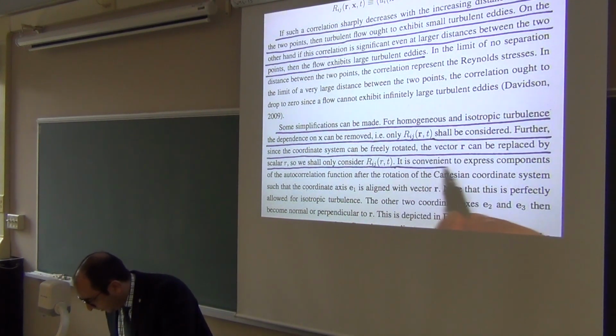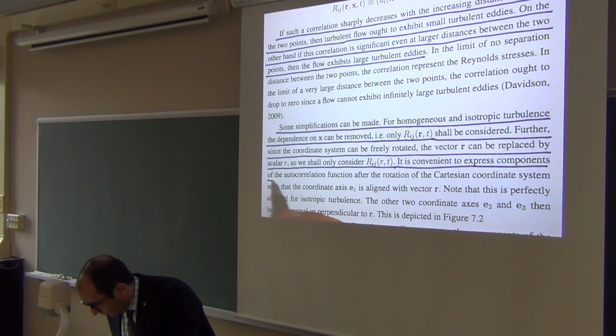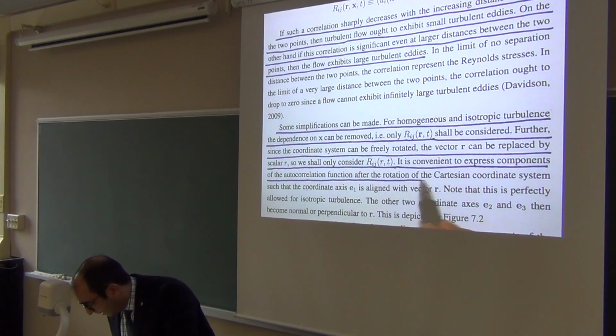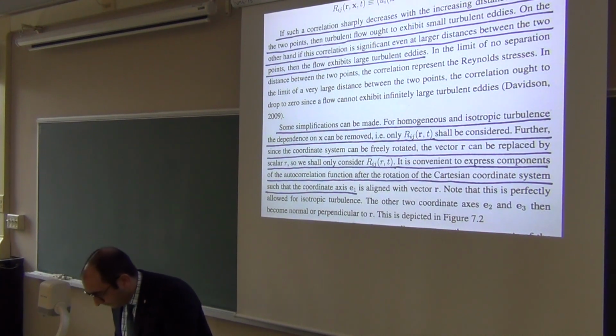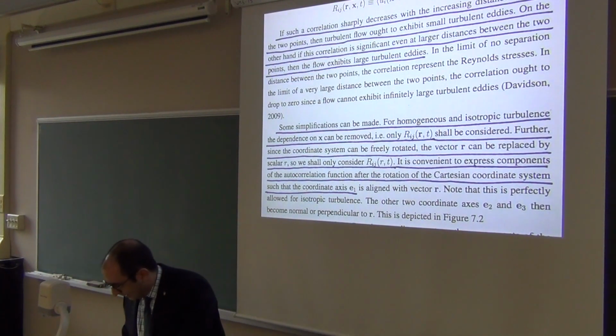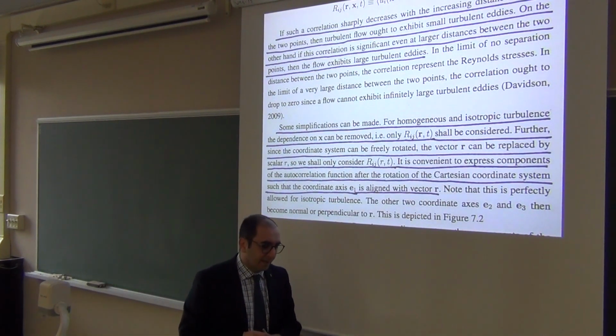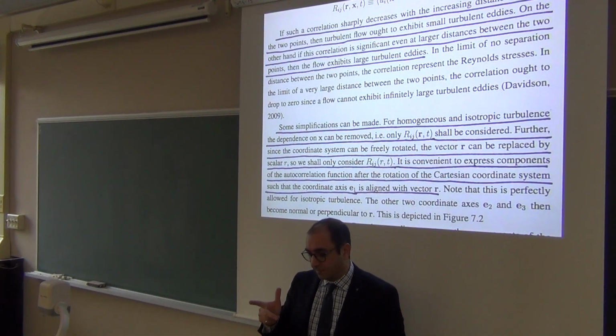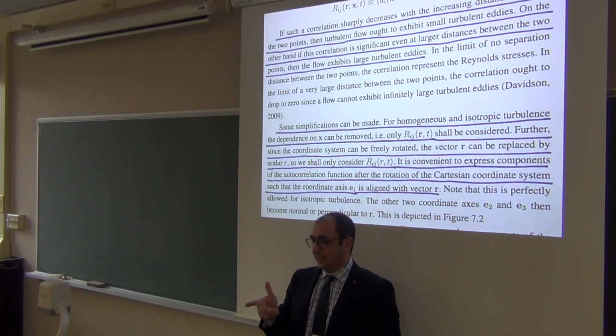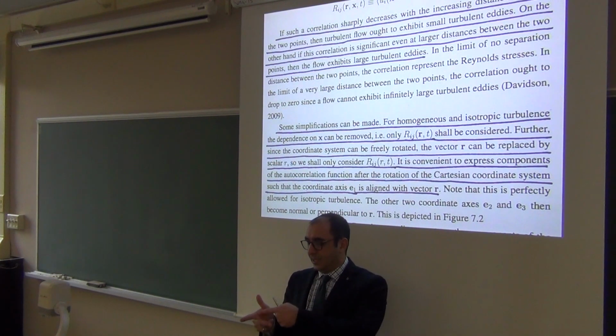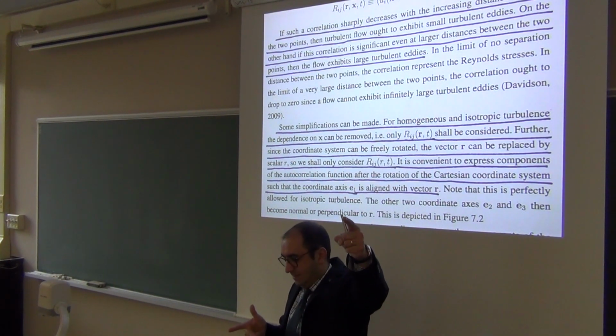Further, it's convenient to express components of the autocorrelation function after the rotation of the Cartesian coordinate system, such that one of those axes is aligned with vector R, which means that flow must be isotropic, right? Let's say this is the x, y, z axis. One point is here, another point is here.